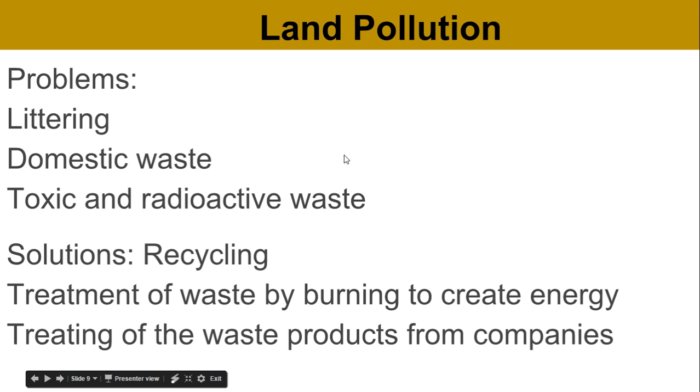Now we talked about all these resources we get from the land, and we live on this earth, and all our normal activities will pollute the land. Some of the problems with pollution are littering, domestic waste, and toxic and radioactive waste. Toxic and radioactive waste is really dangerous, and people bury radioactive and toxic waste, but that doesn't solve the problem, because it can get into the water supply and is really harmful.